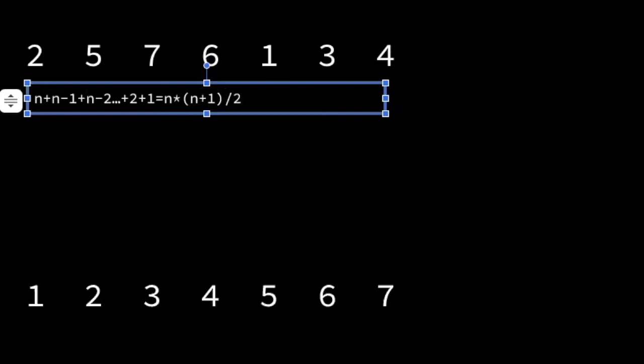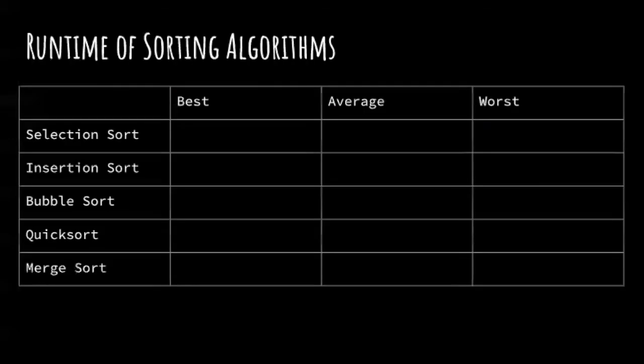And that is a runtime of O of n squared because n times n is n squared, and n squared over 2 is still an n squared runtime. So the best, average, and worst case performance of selection sort is O of n squared. Now moving on to insertion sort.